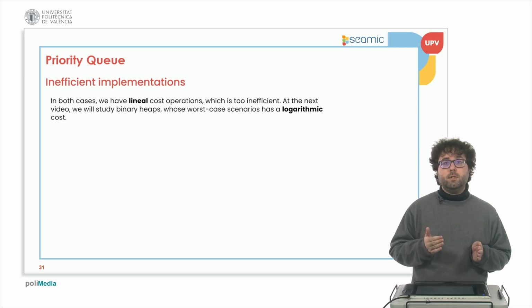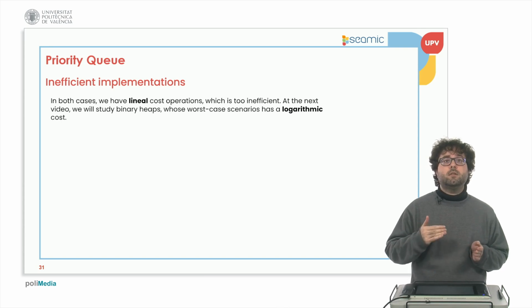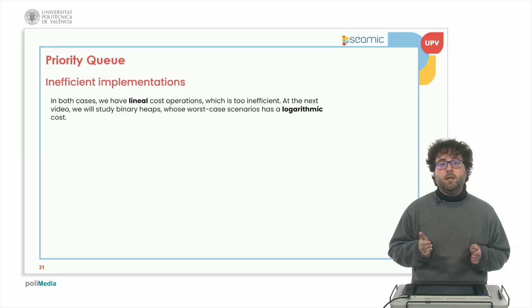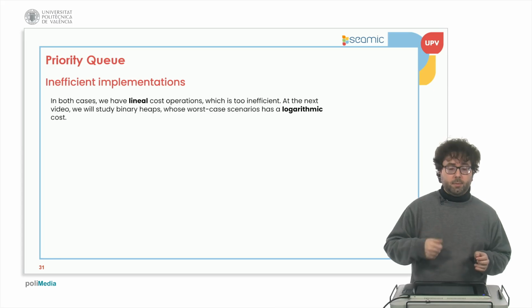What we're going to do in the next video is see how to implement this using, in the worst case scenario, a logarithmic cost. And we will do so using the data structure known as binary heaps.